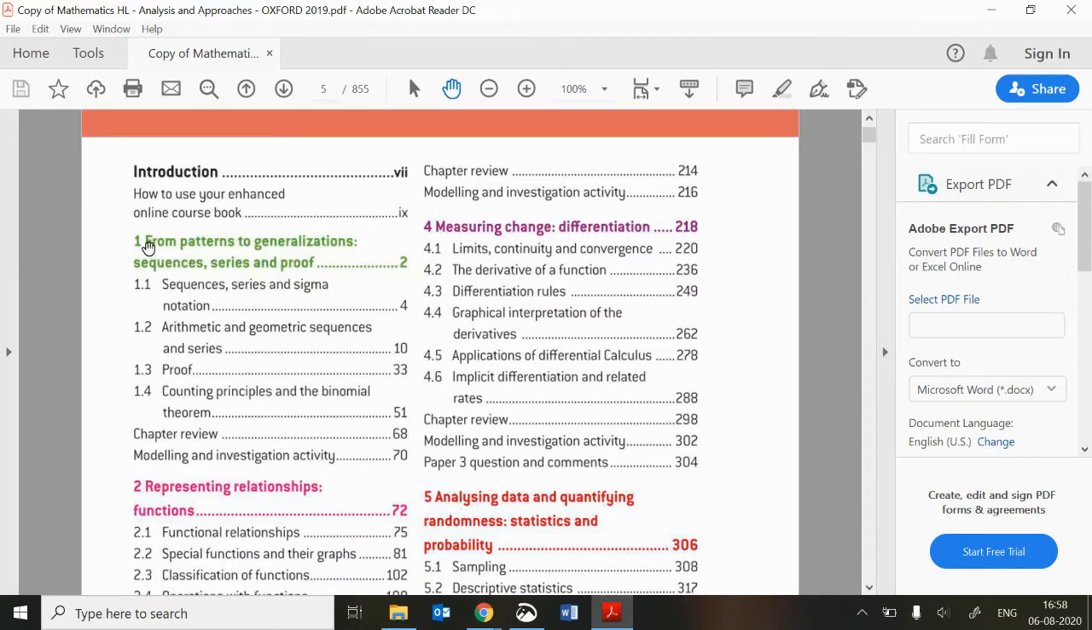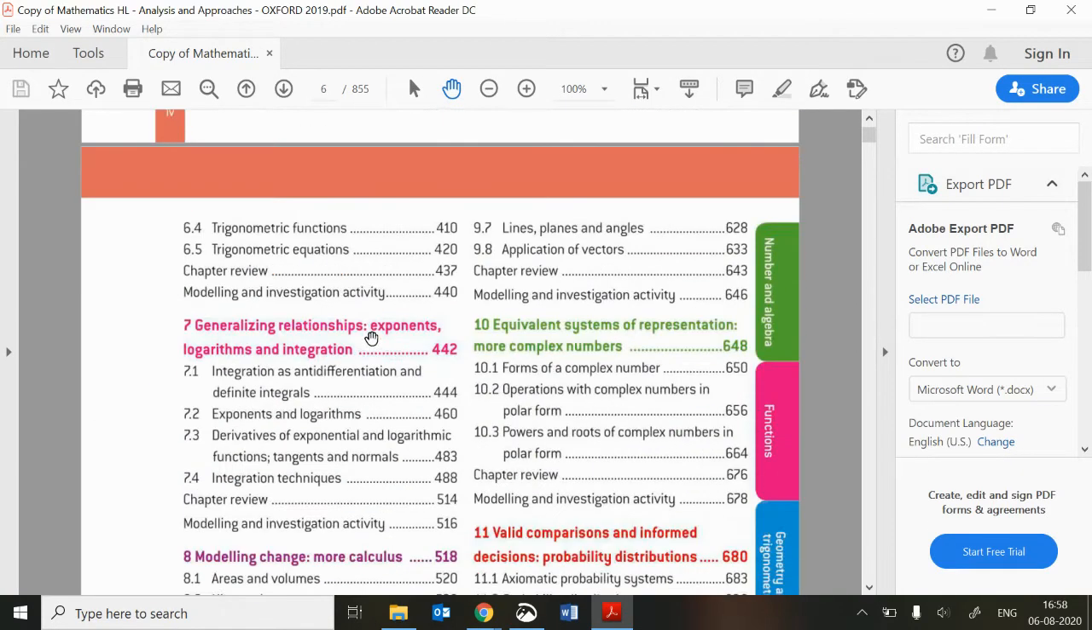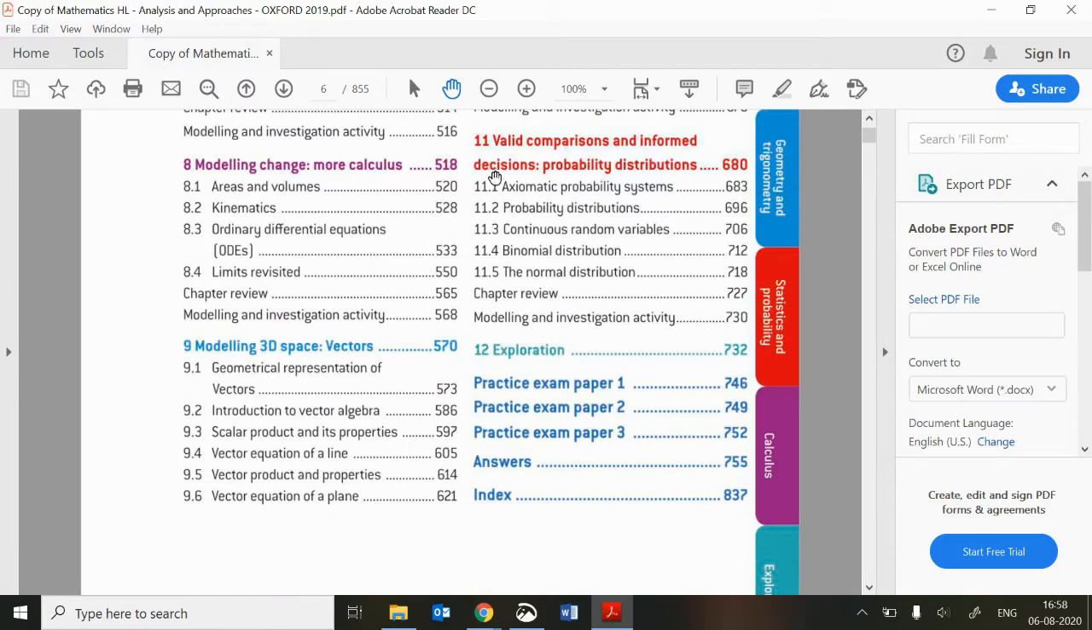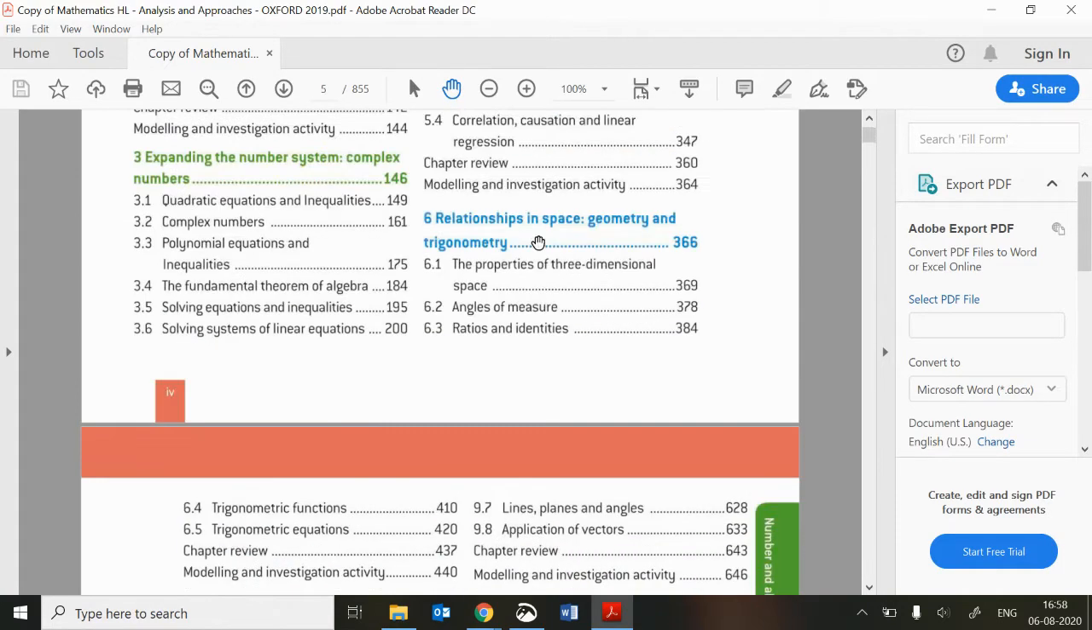So we're going to have a look at chapter one. This one's called From Patterns to Generalizations, and they've chucked a whole load of algebraic stuff in this first chapter. And it seems like there's only 4 sections, so that would be pretty easy to fly through. But you'll realize as soon as you go through the sections that it gets difficult quite quickly. Yeah, so this goes up to chapter 11 there. Let's just have a look at some of the chapters here.